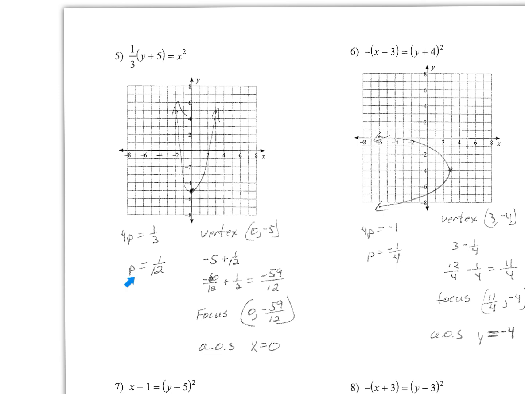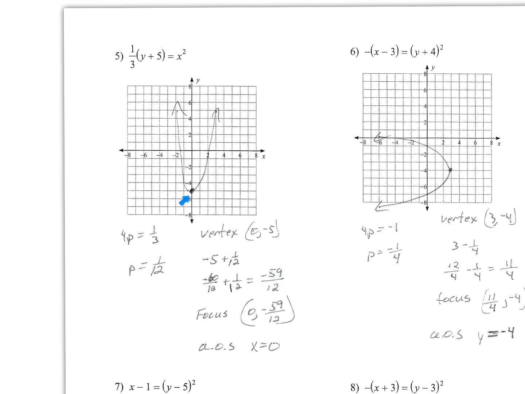Now, we know p is 1/12. That means from the vertex, because this is a vertical parabola, we're going to go from the vertex of -5, and we're going to add the p value of 1/12, -5 plus 1/12. So I just converted those to fractions with an equivalent denominator of 12. So that's -60/12. That's what -5 is. Plus 1/12. The little 1 is missing right there with the 12, but that is a 1/12, okay? And then -60/12 plus 1/12 is -59/12.